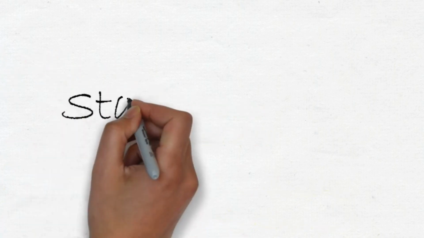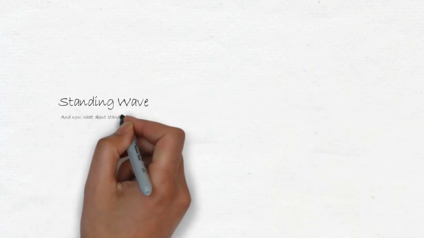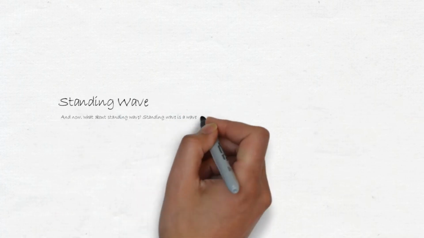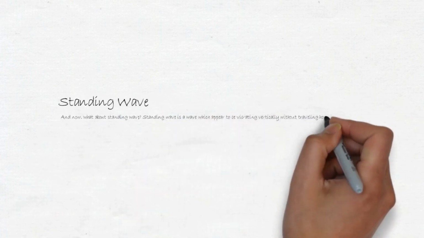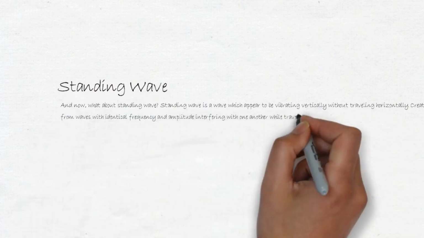And now, what about a standing wave? A standing wave is a wave which appears to be vibrating vertically without traveling horizontally, created from waves with identical frequency and amplitude interfering with one another while traveling in opposite directions.